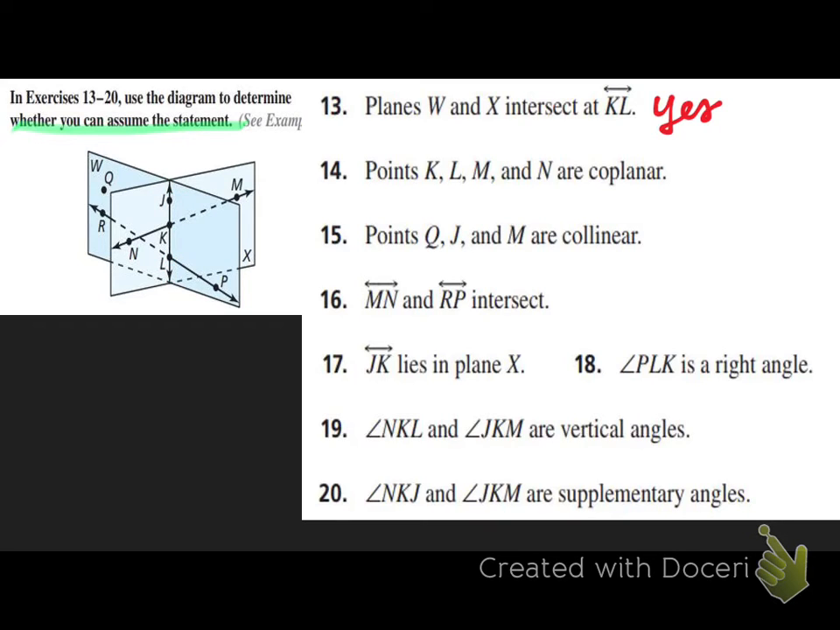Someone else read. These are for me. Points K, L, M, and N are coplanar. Do we agree? K, L, M, and N? Oh, yes. I agree. They're all on plane X. K and L are on both planes. So N is on plane X because this is a continuation of plane X. And M is definitely on plane X. So this one is a yes.